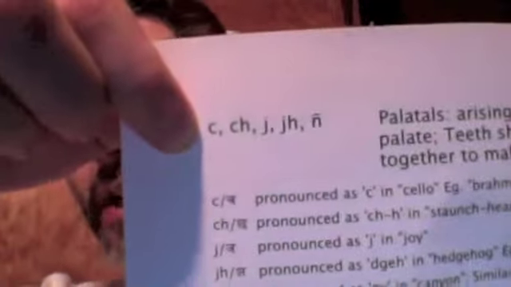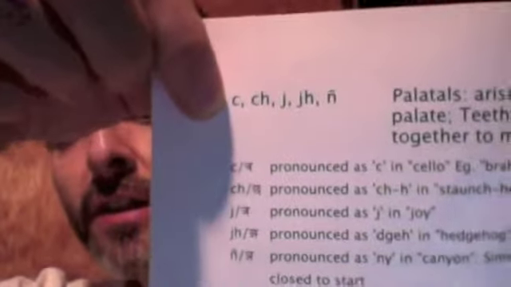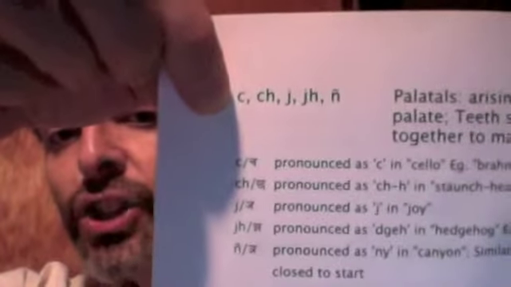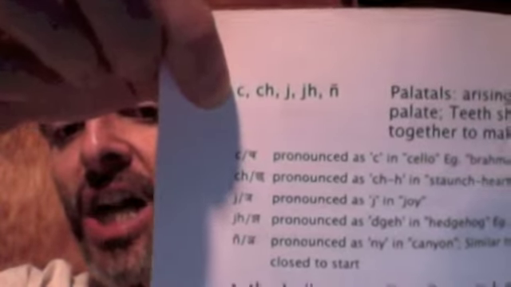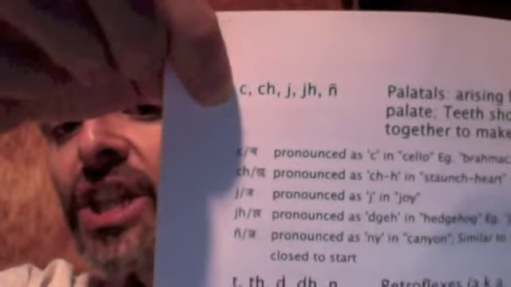The next group of consonants we'll cover are called the palatals, and you'll find them on the next page. And they sound like this, reading across: cha, chha, ja, jha, nya. So these palatal sounds are formed arising from the back of the palate.